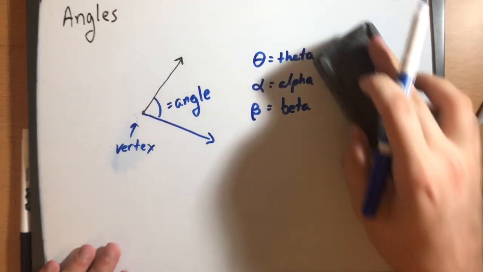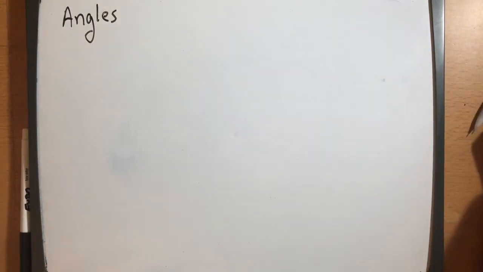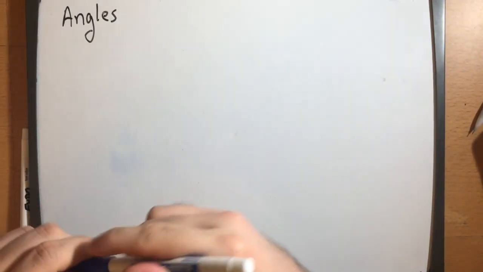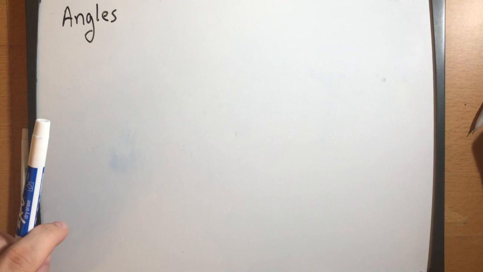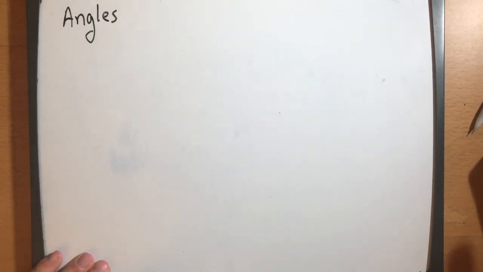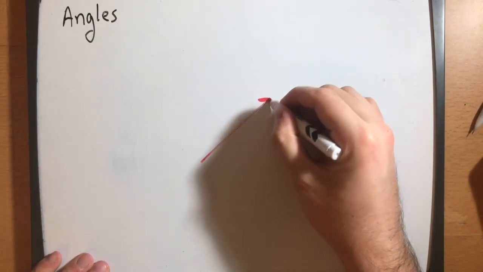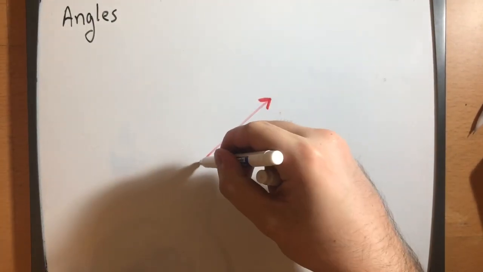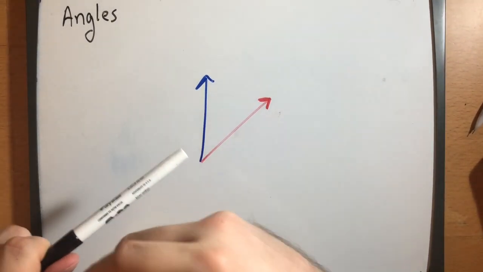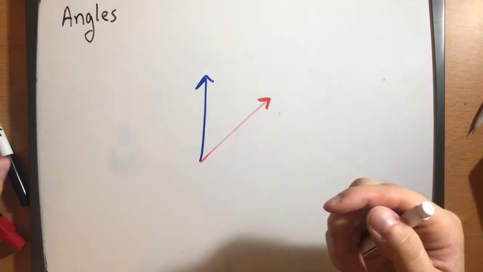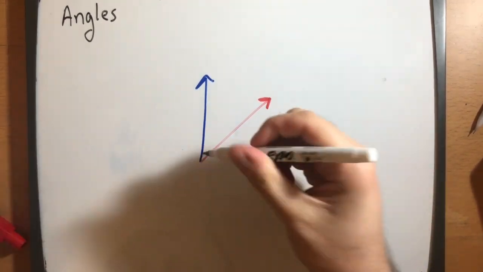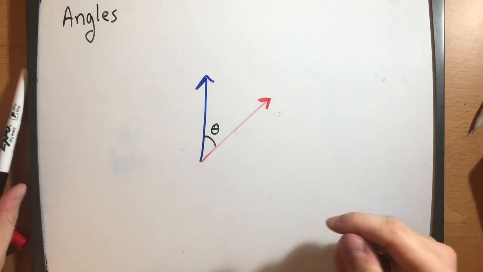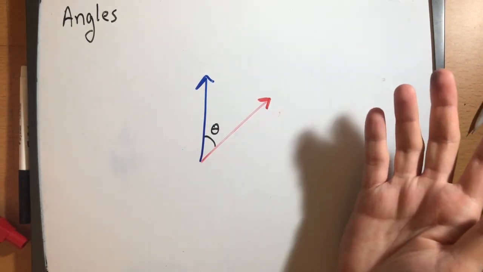Now, sometimes the two rays may move. So if they share their endpoint, let's say that we have two rays. And let's take, for example, this one, and this one here. Okay? And then the angle between these two rays will be this. Let's say that this is angle theta. Now, sometimes the rays may move.